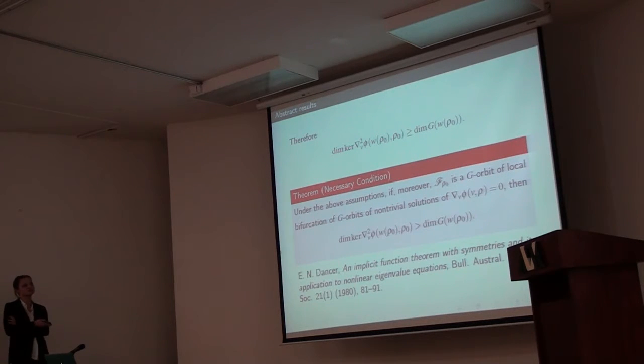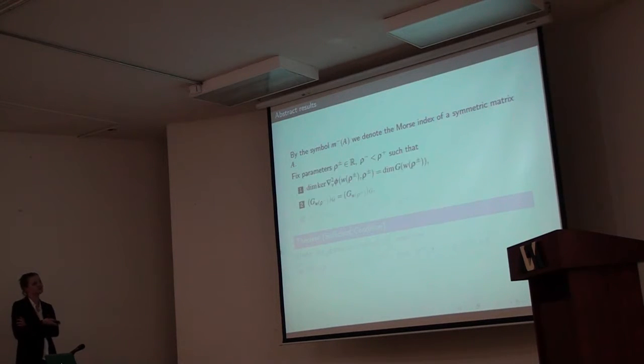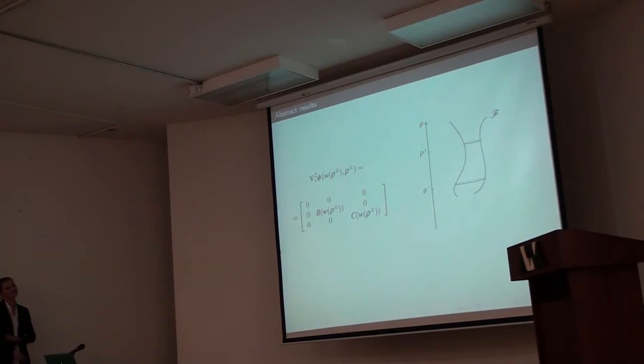So this was the necessary condition, and right now the sufficient condition. By this symbol, I will denote the Morse index of a symmetric matrix. It's just the number of negative eigenvalues of this matrix. So we sum up all negative eigenvalues, and we call it the Morse index. And this is the formal statement of the theorem, the formal assumptions, but I would like to explain the theorem using a picture.